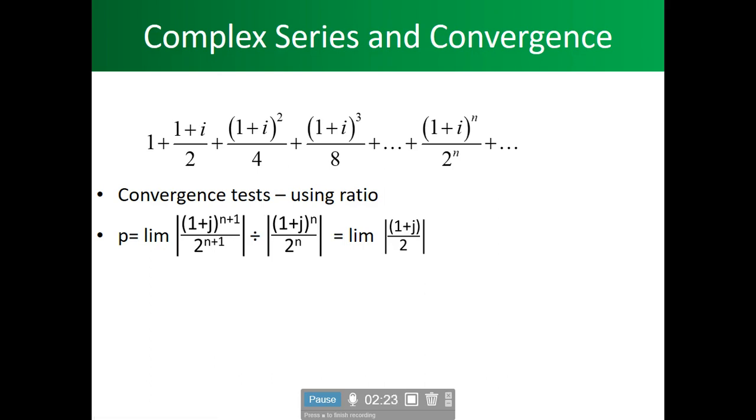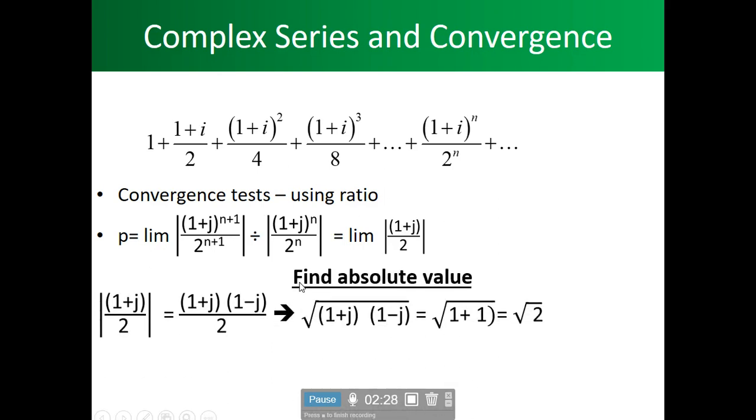Okay, now the next thing we want to be able to do, now that we have it in this form, is find the absolute value. To find the absolute value of the term, we have to multiply each one by its conjugate. So the first thing we want to look at is the conjugate, and the conjugate of 1 plus j is 1 minus j. Remember, you're only changing the imaginary terms. You are not changing the real term.